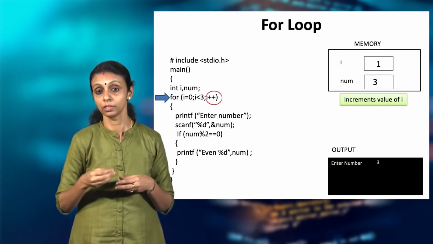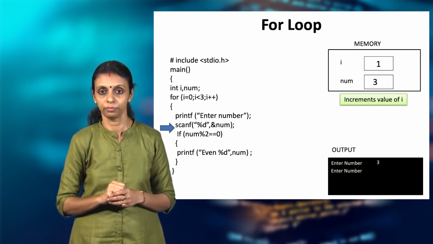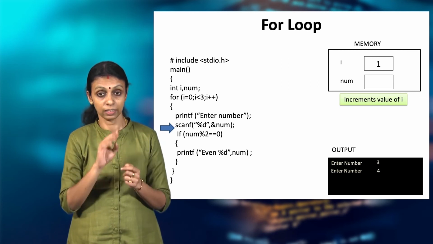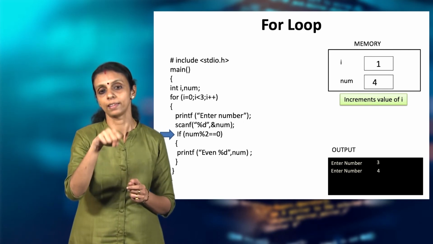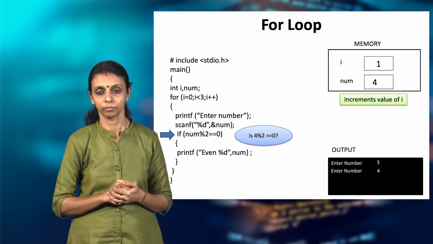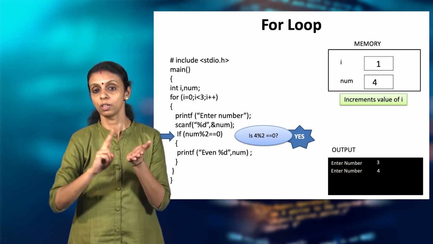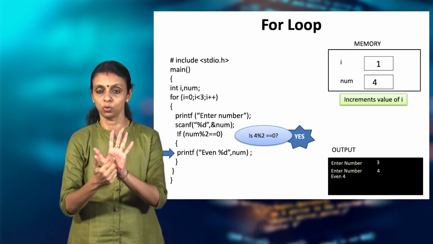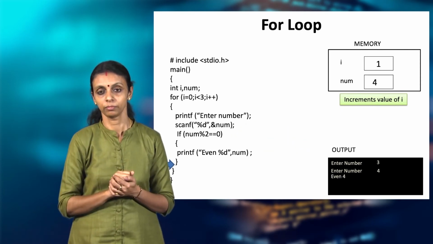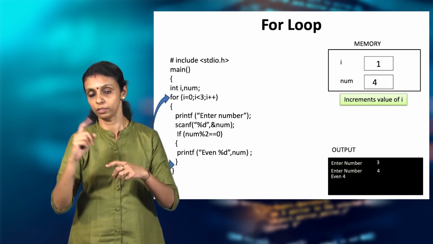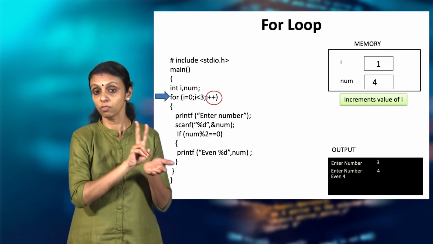Again inputs another number, say 4. If statement checks 4 mod 2 equal to 0? Yes. Enters if block. Prints the number 4. Loops back. Increments I. Now, value of I is 2.